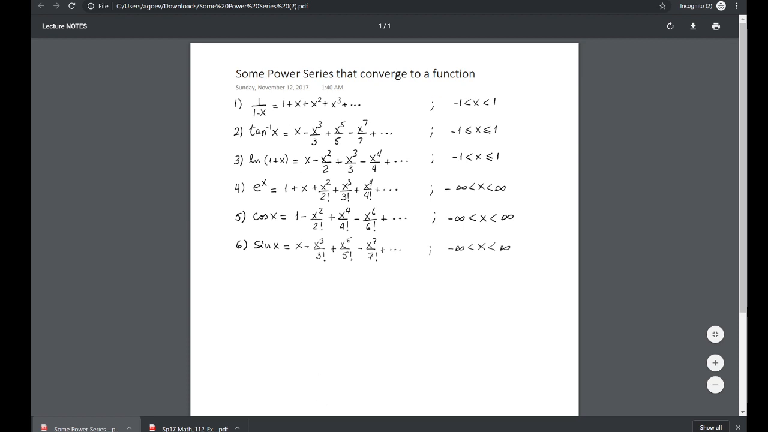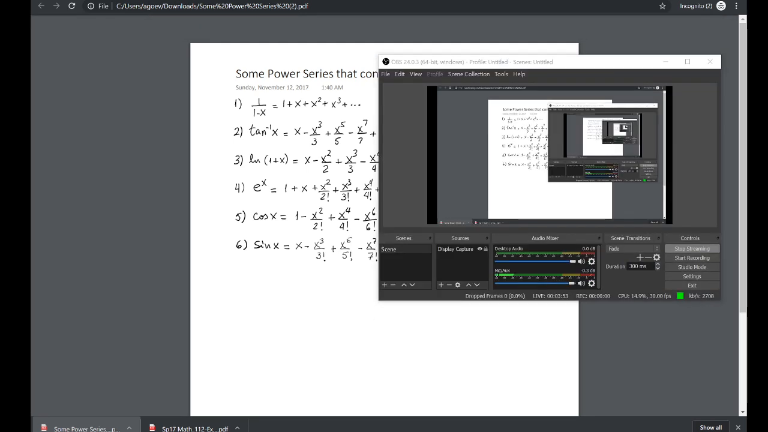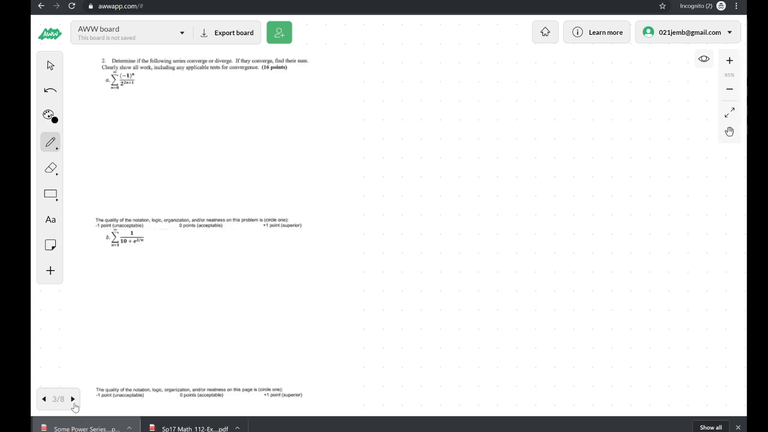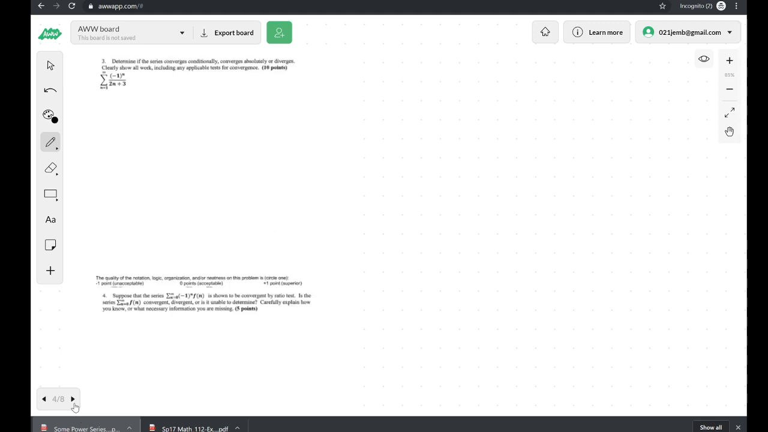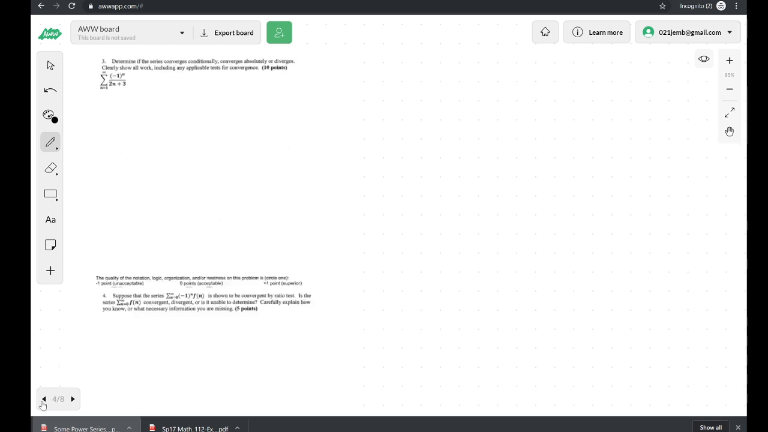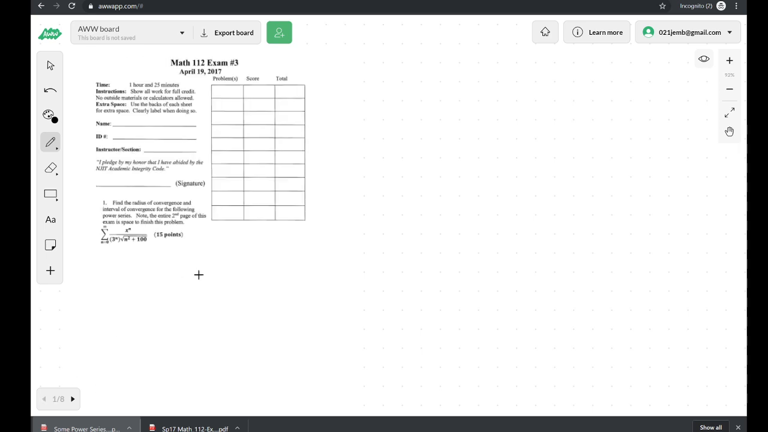So let's see what we have here. This is going to be pretty brief. I'm going to skip one question, actually. I'm going to change it. This one was on the remainder estimation theorem, and I'm going to replace it with a telescoping series problem. All right, so let's get started.